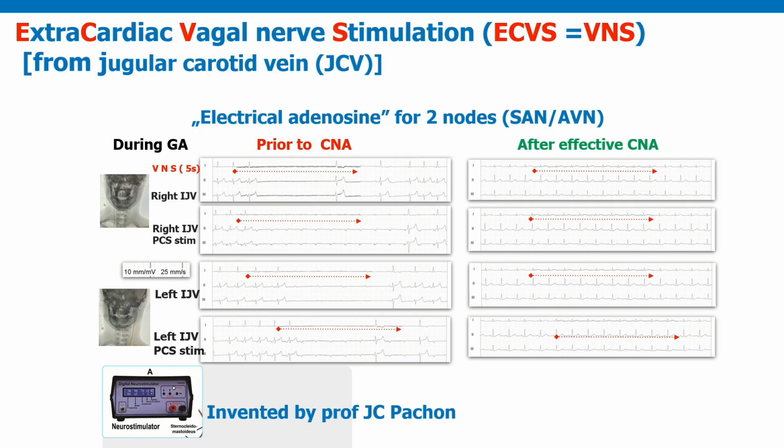And for sure, extracardiac vagal nerve stimulation is the electrical adenosine for both nodes, the sinus node and the AV node, and we use it for the final assessment of the patients from the right and from the left. You can also see that on the left side, you can sometimes have an AV block with a sinus P wave, and no direct influence on the sinus node.